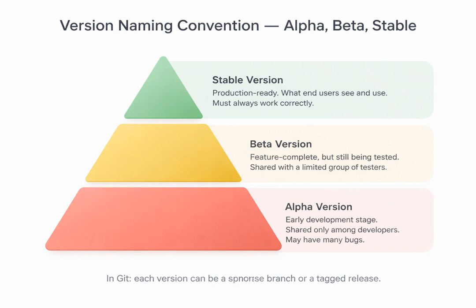When everything is polished and ready for the public, it becomes the stable version. This is what real users interact with. In Git, you can represent these stages as separate branches or as tagged releases. The instructor uses stable as the main branch name to make this distinction explicit.